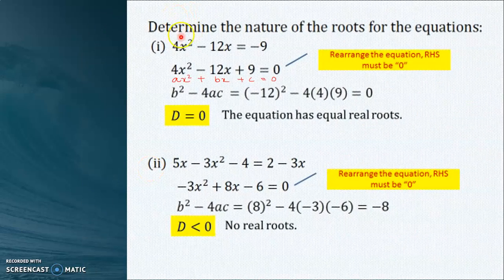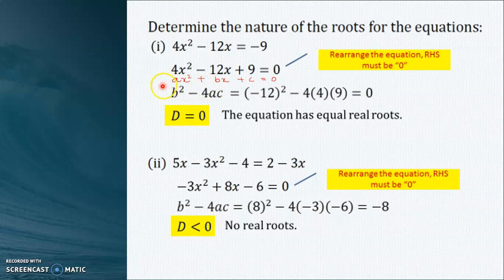Okay, now see, it says determine the nature of the roots for the equation. The first equation is 4x² - 12x = -9. First, rearrange the equation so that the RHS must be equal to 0. So we will transpose this -9 to the left side, and the minus will become plus. Now it is 4x² - 12x + 9 = 0.